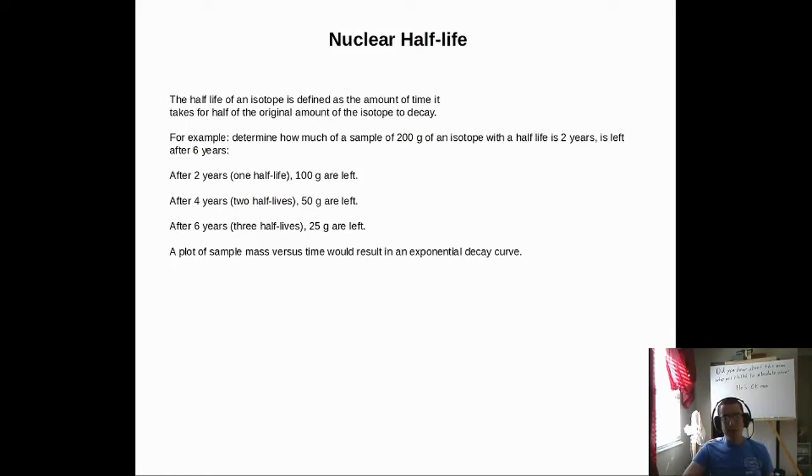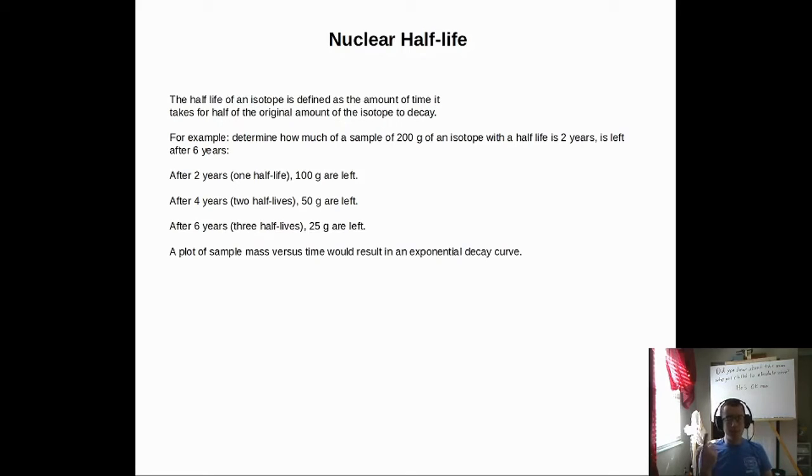So again, half-life is the amount of time it takes for half of the original amount to decay. So if I start out with 200 grams of an isotope, the half-life is 2 years, and I want to know how much is left after 6 years. I know that if the half-life is 2 years, and I have a total of 6 years, I'm going to go through a total of 3 half-lives.